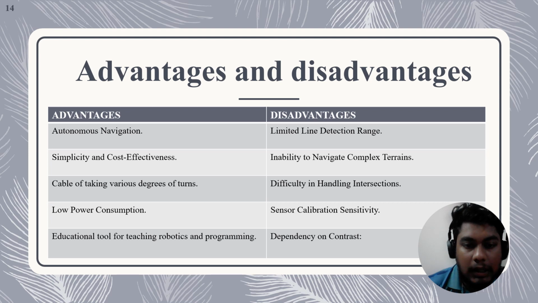The robot's line detection range is limited to the visible track it follows. This limitation means that it's not yet equipped to handle complex terrains or navigate without a clear path. Intersections pose a particular challenge, requiring further development in sensor calibration and programming to handle such intricacies. Additionally, the robot's reliance on contrast for detection means that varying lighting conditions could affect its performance.